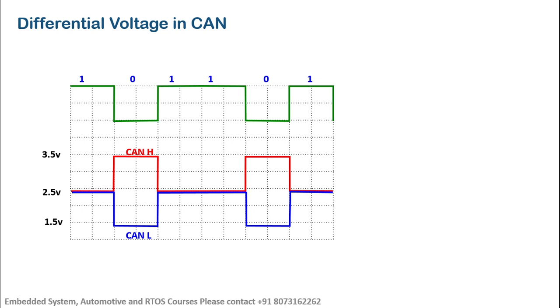And this is how the differential voltage is represented on the CAN bus when you are transmitting continuously. You can see here, this is a logical 1. The two lines CANH and CANL stay at 1, then 0, with 3.5 and 1.5, then 1, and it goes on like that. In milliseconds and microseconds, the switching will happen between CANH and CANL. So this is differential voltage with respect to CAN.